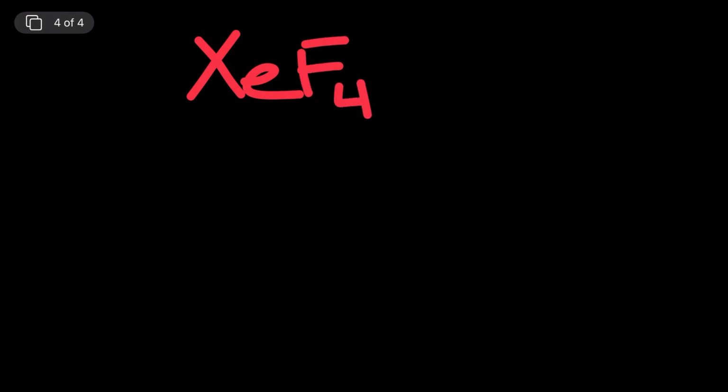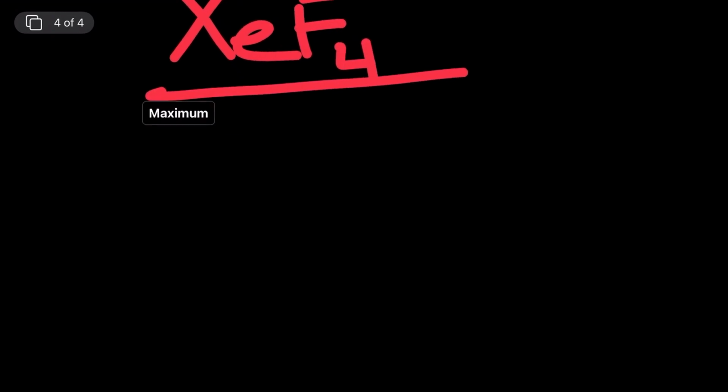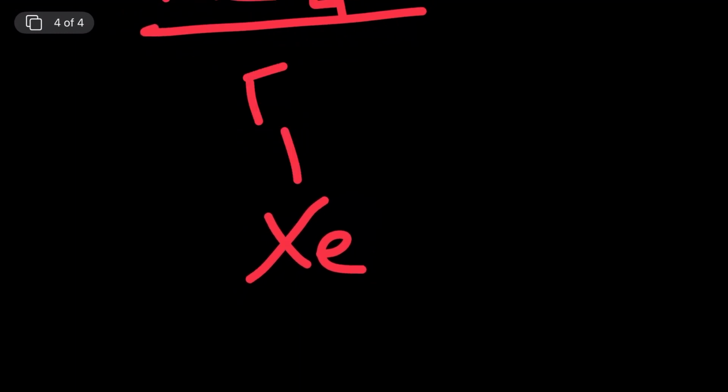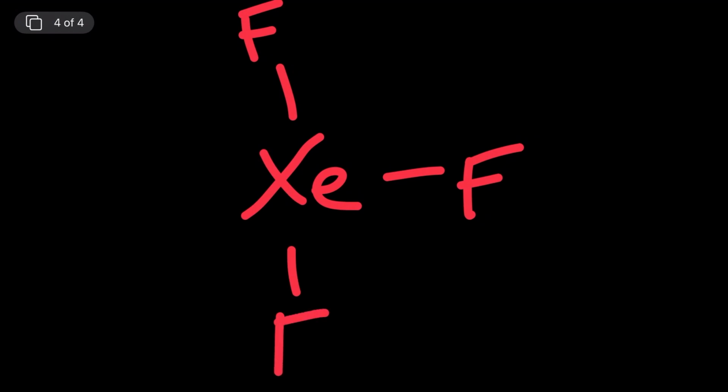So when we're doing VSEPR, for example, our first molecule, which is xenon tetrafluoride, which is XeF4, we want to draw our typical Lewis structure, which has the xenon in the middle and a fluorine over here surrounding the xenon, 4 fluorines.